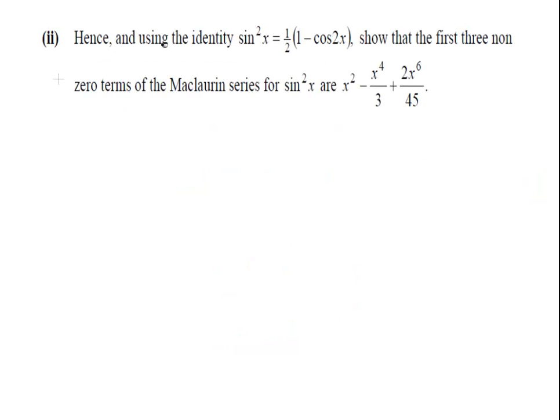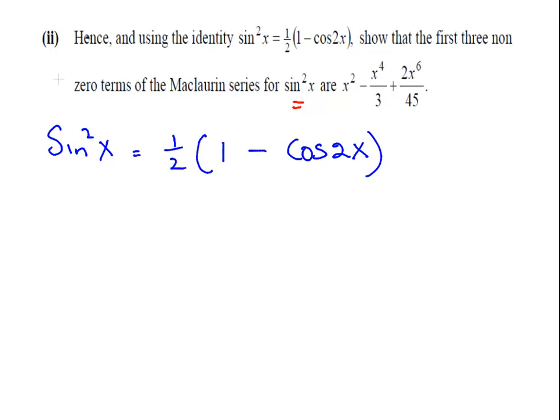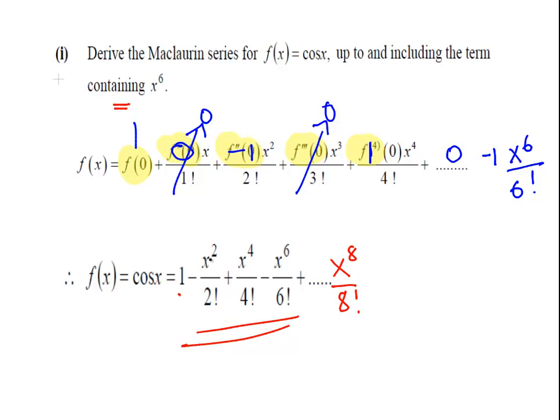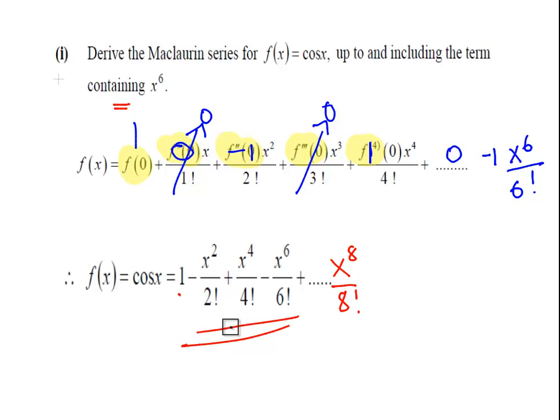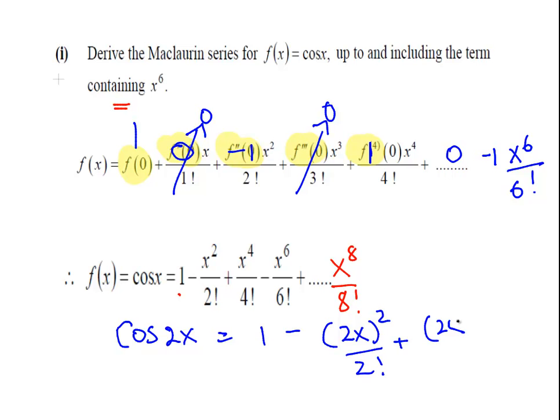So that one's done. Hence, using the identity sine squared equals half of 1 minus cos 2x, show that the first three non-zero terms of the Maclaurin series are as follows. So let's just see here. Sine squared of x equals half of 1 minus cos 2x. Let's go back a second. What is cos of x? This is equal to 1 minus x squared over 2 factorial, and so on. So cos of 2x equals 1 minus 2x squared over 2 factorial plus 2x to the power of 4 over 4 factorial, and so on, minus 2x to the power of 6 over 6 factorial.